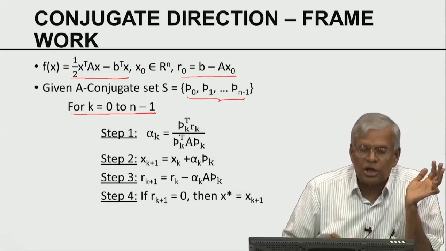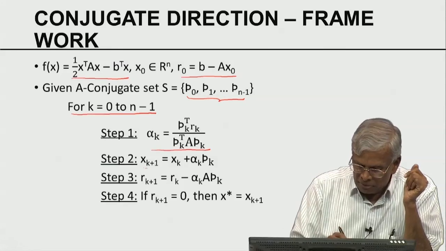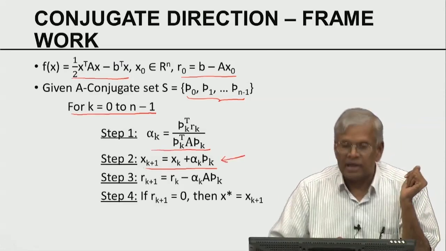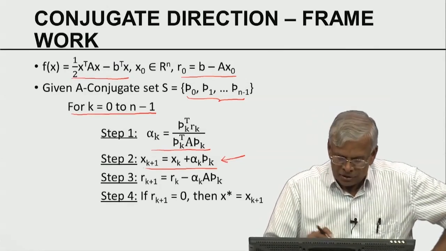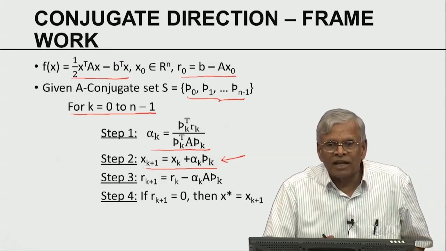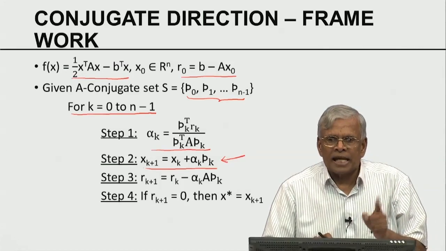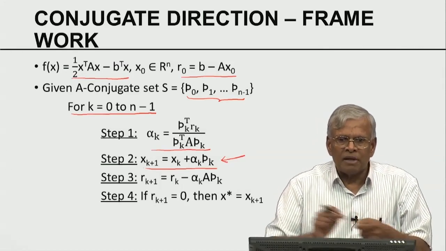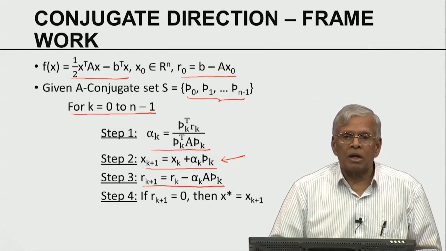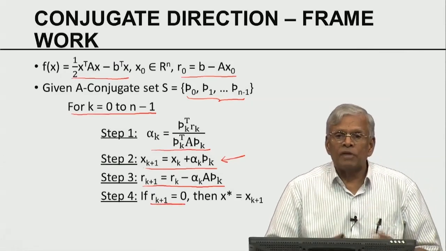For k running from 0 to n minus 1, step 1, find alpha k, the formula that was given in the previous page. Compute x k plus 1 equal to x k plus alpha k p k. That means I am moving in the direction of the conjugate direction. I would like to remind you that this is distinct from what we did in the gradient method. In the gradient method, x k plus 1 is equal to x k plus alpha k r k. So there we went in the direction of r k, which is the negative of the gradient. Here I am going in the direction of the A conjugate direction. So that is the primary difference between the two ideas. P k is the conjugate direction. The residual can also be updated according to step 3. I am now going to test if the residual is 0. If the residual is 0, I get out.